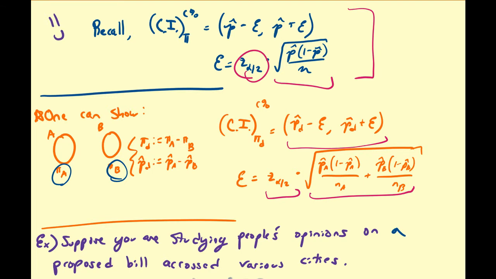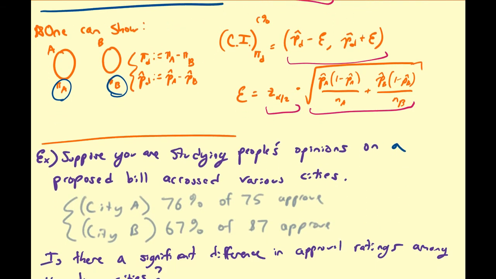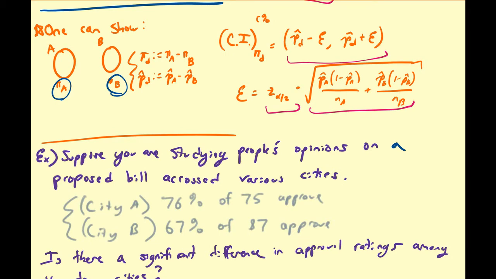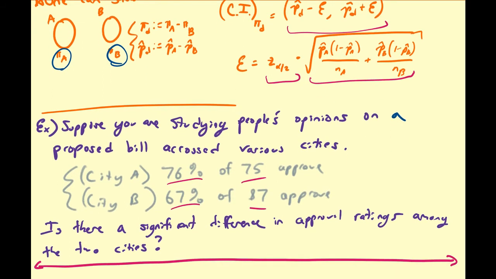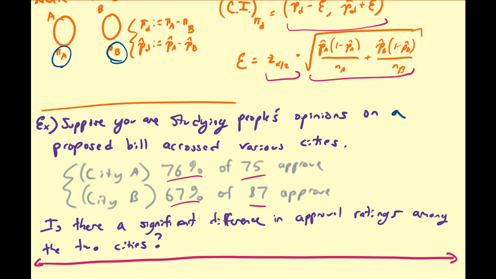As a guiding example, let us consider this possible case. Suppose you are studying people's opinions on a proposed bill across various cities. Let us assume City A has a 76% approval rating for some bill, and 67% of City B approved. Let us assume we surveyed 75 and 87 people, and that the samples were independent and random as usual. One question one may ask is: is there a significant difference in the approval ratings among these two cities?